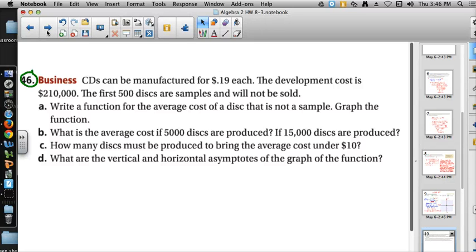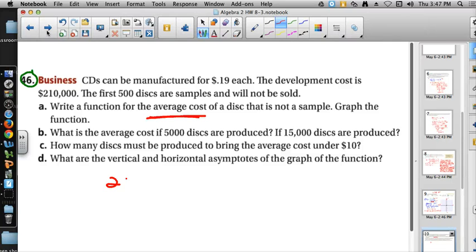Then number 46 is talking about CDs that are manufactured for 19 cents each. The development cost is $210,000. The first 500 discs are samples and they're not going to sell those. So A says write a function for the average cost of a disc that is not a sample. Well, here's the deal. You've got that $210,000 to make up for.